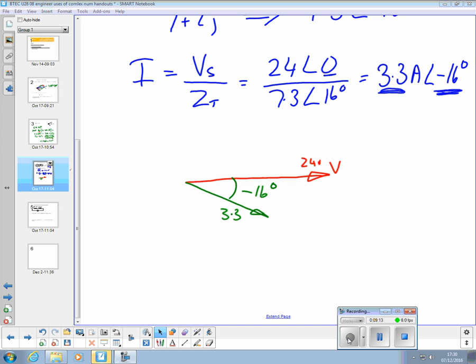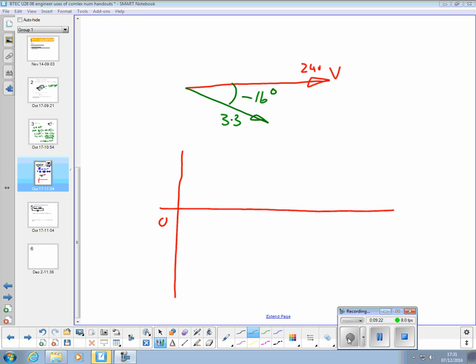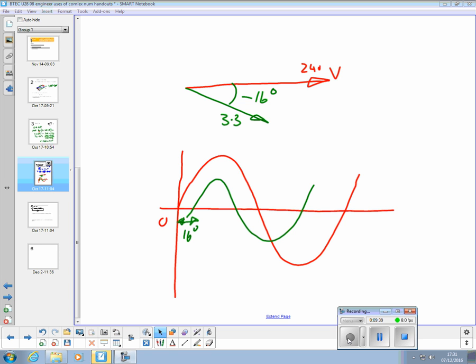If you drew the waveforms, assuming these are sine waves, if that's t equal to 0, your voltage would be like that, and your current would be 16 degrees behind it. That phase difference is 16 degrees, 16 degrees later in time than the voltage. They're out of phase with each other. So that's what that kind of thing is all about.